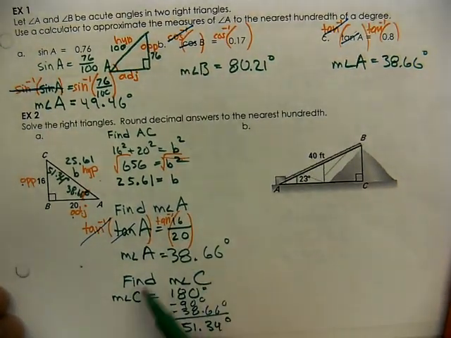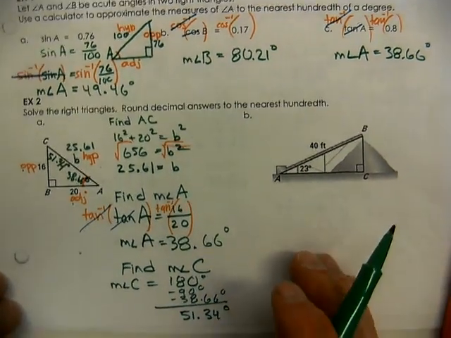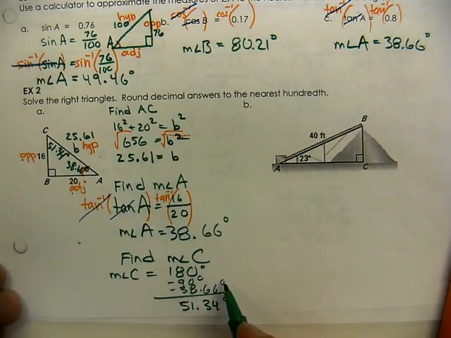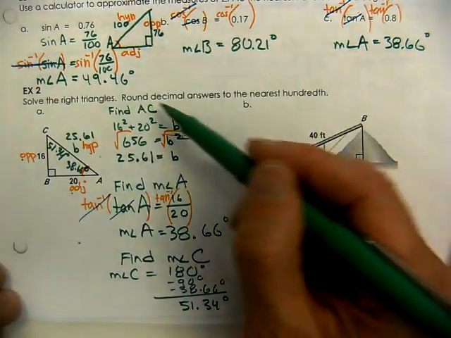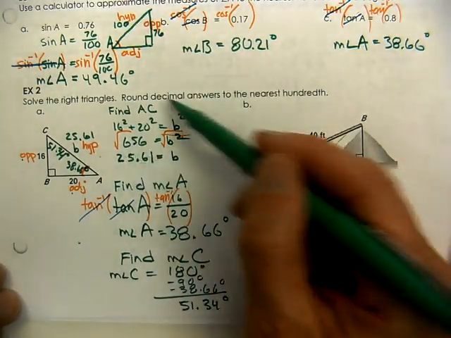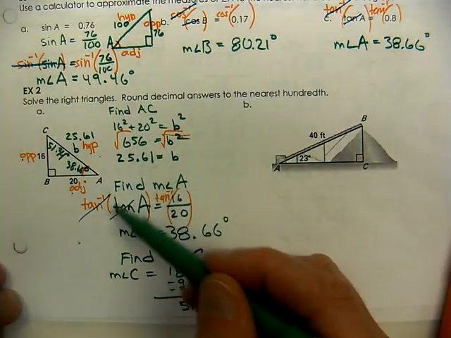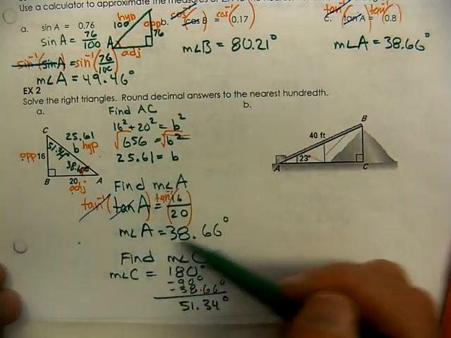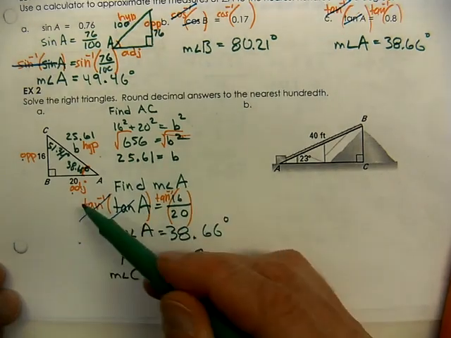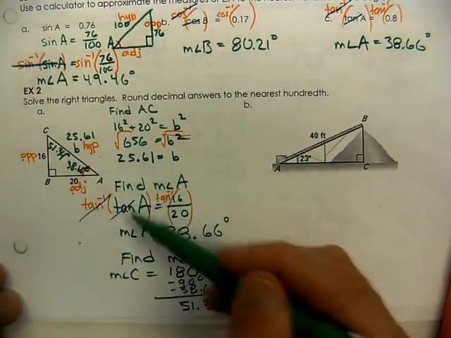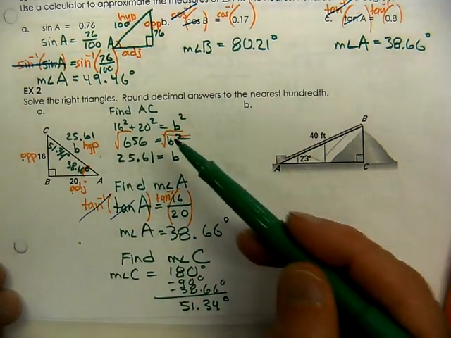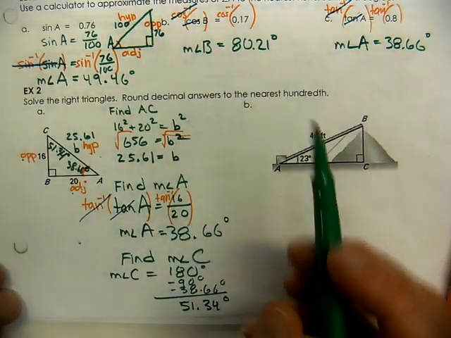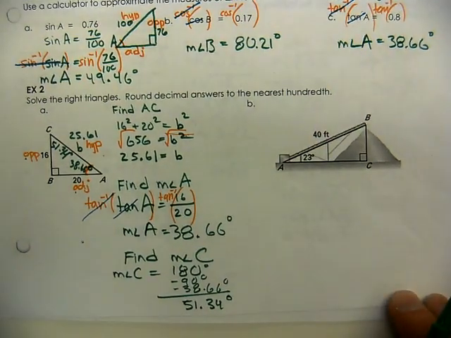So notice that we're using a variety of methods that we've learned in the past. We've learned the triangle sum theorem, how all the angles add up to 180 degrees. We've learned the Pythagorean theorem before and how to use that to find a missing side. We're using SOHCAHTOA. We're using the tangent ratio here, and then its inverse to work backwards to find a missing angle. So you have to pick and choose what method you want to use in each of these situations.